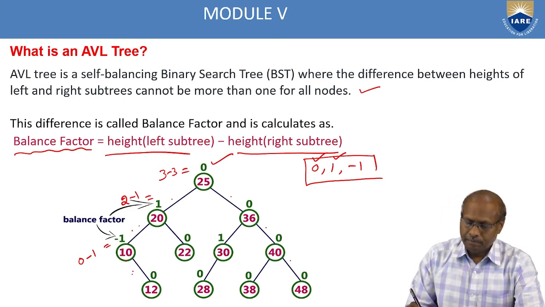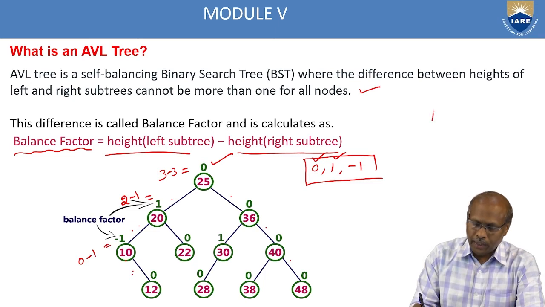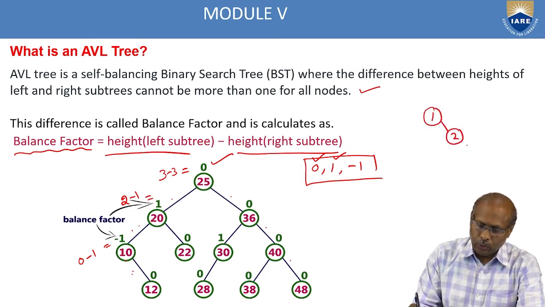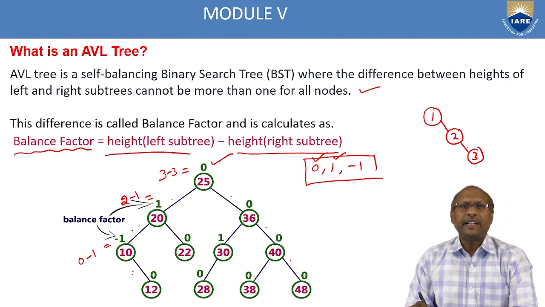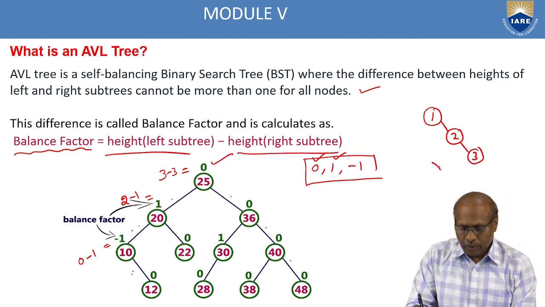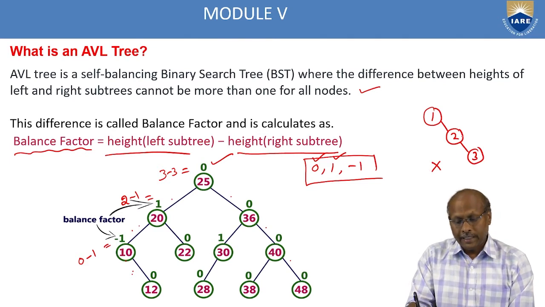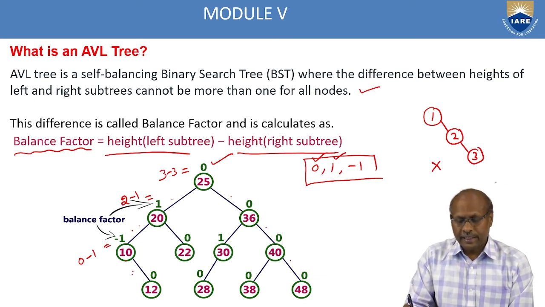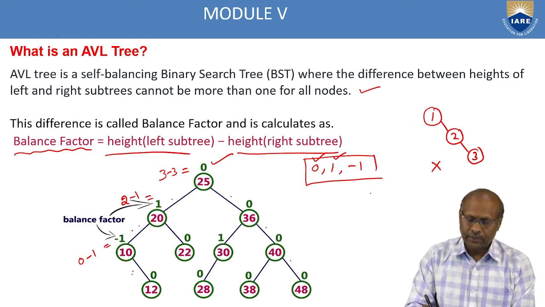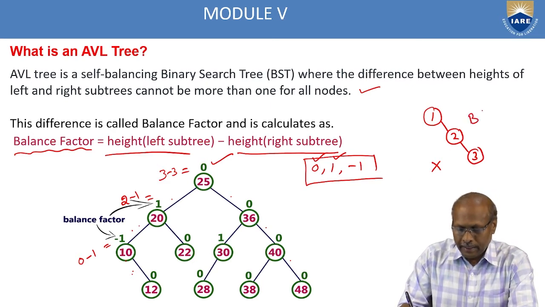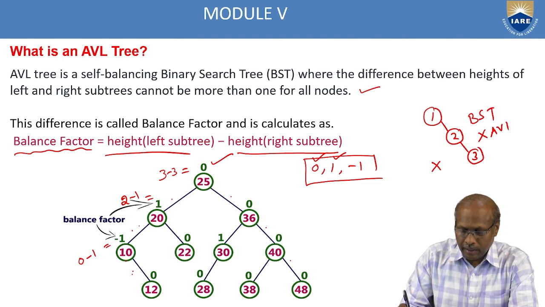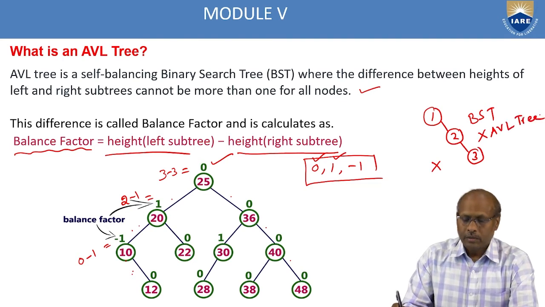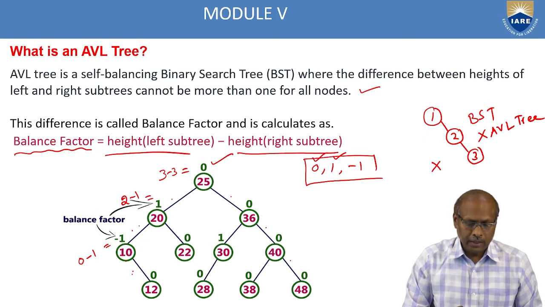For example, they may ask a question: 1, 2, 3. Is it an AVL tree? The answer is no, it is not an AVL tree. But is it a binary search tree? Yes, it is a binary search tree because it follows the property of binary search tree. Right side data is always greater than the parent, and similarly, left side data must be less than the parent. So it is a binary search tree but not an AVL tree. They may ask this type of question, then you have to answer.